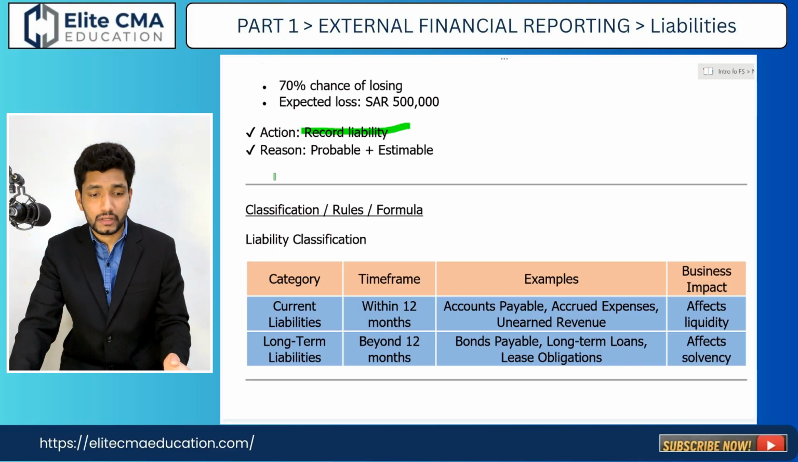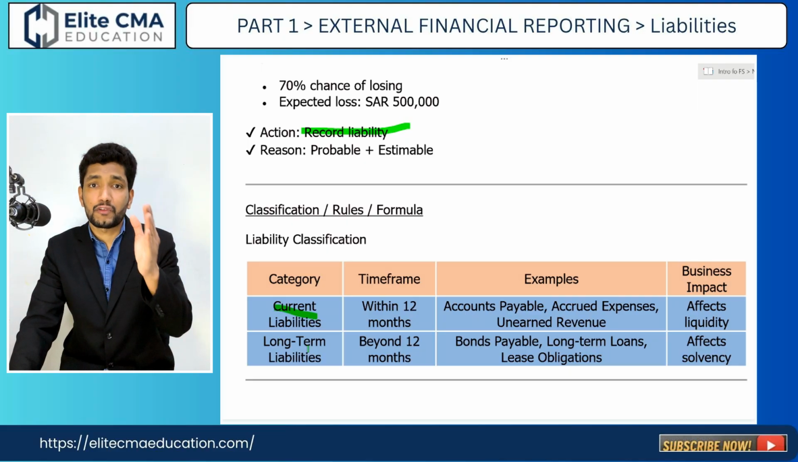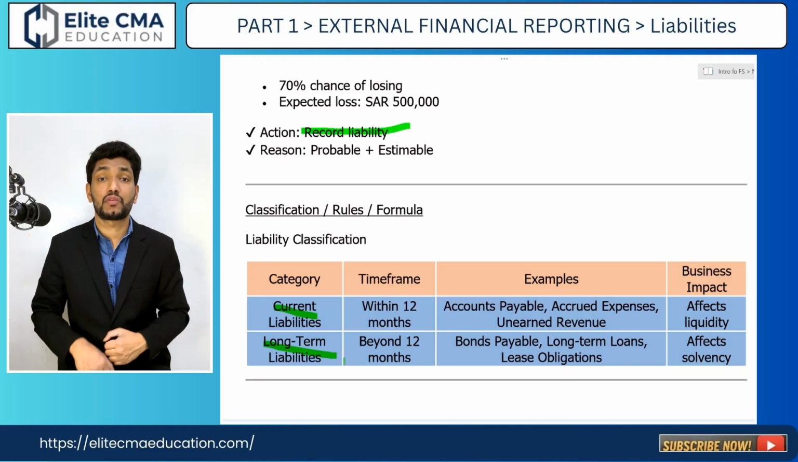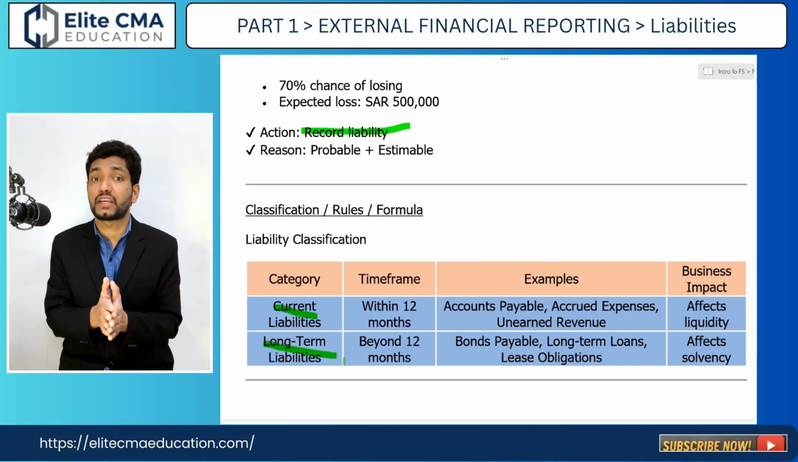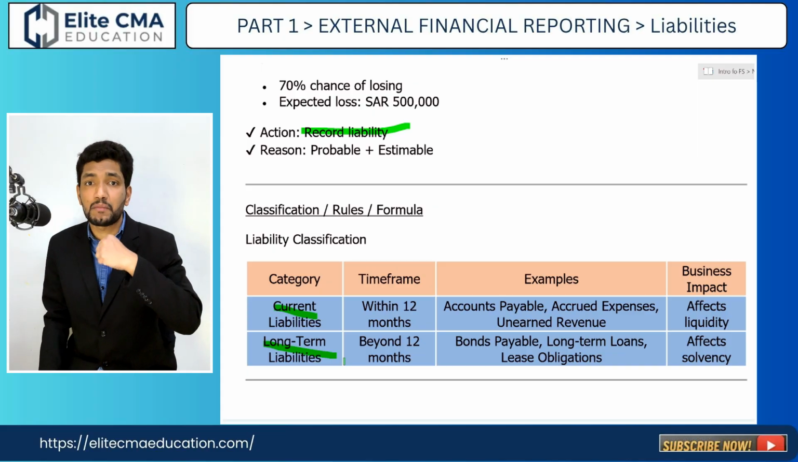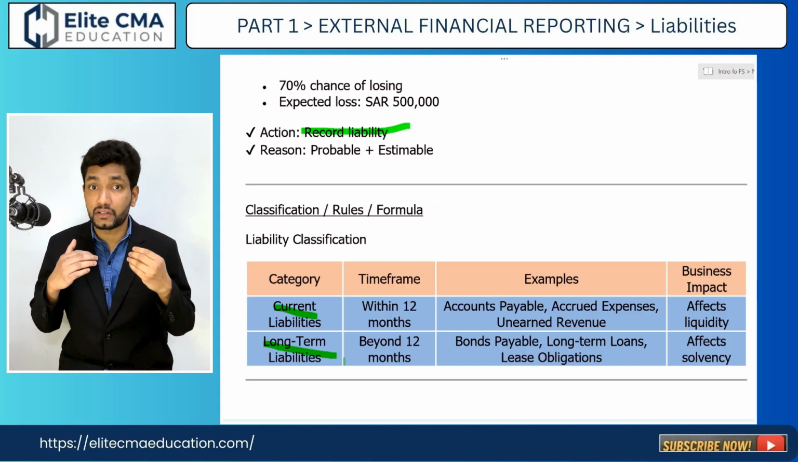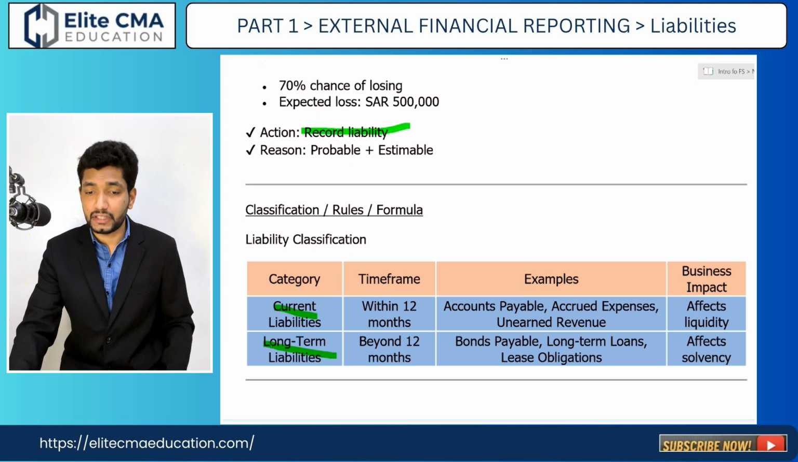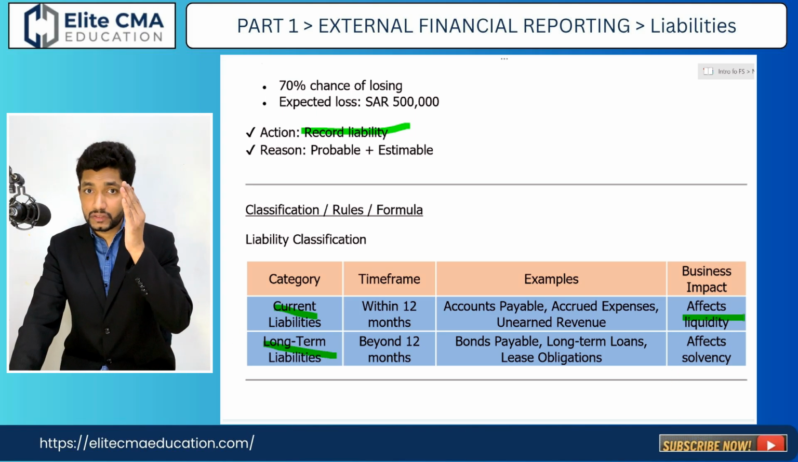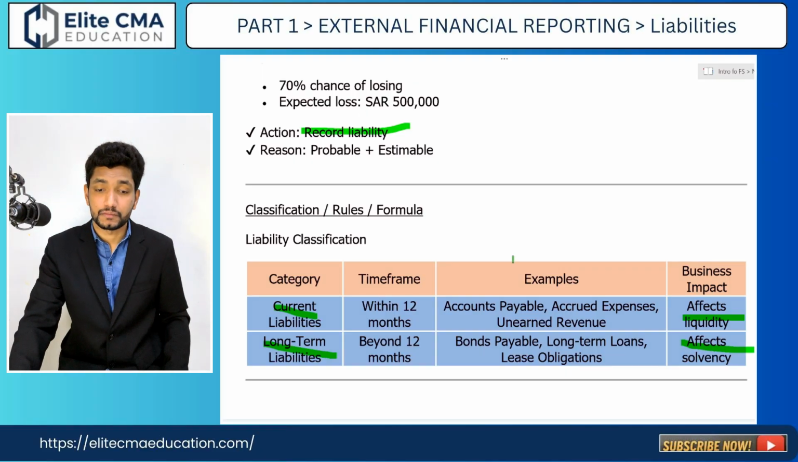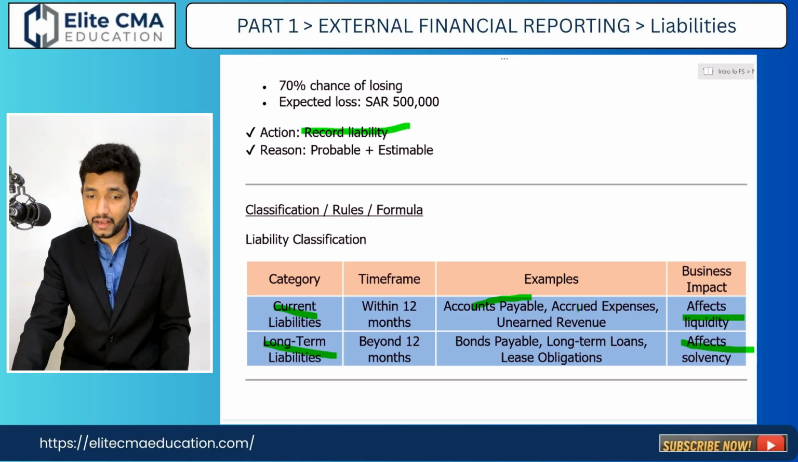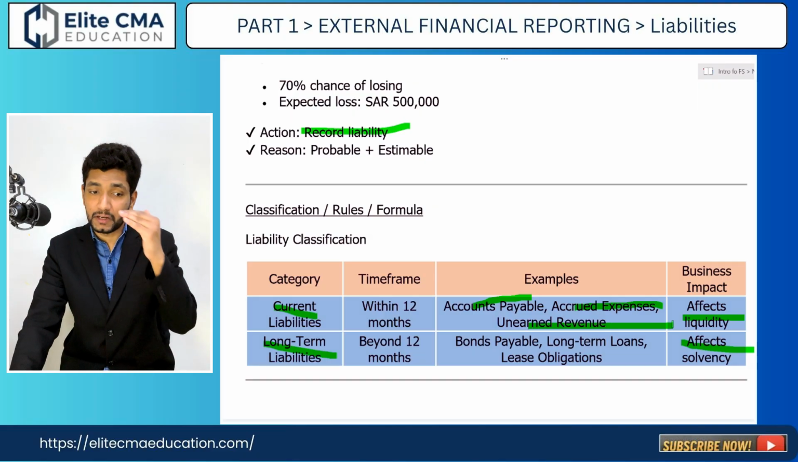Now let's move on to the classification of liabilities. The key classification categories are current liabilities and long-term liabilities. Current liabilities are those expected to be paid or settled within 1 year, and long-term liabilities are those not expected to be settled within 1 year. Current liabilities affect the liquidity position, and long-term liabilities affect the solvency position. The key examples of current liabilities are accounts payable, accrued expenses, and unearned revenue.